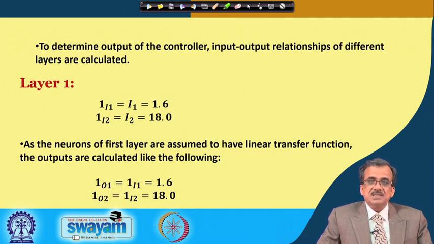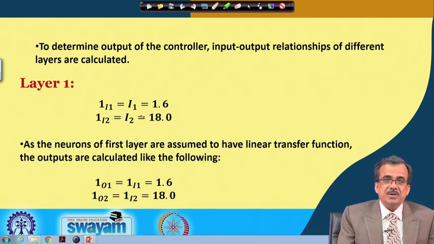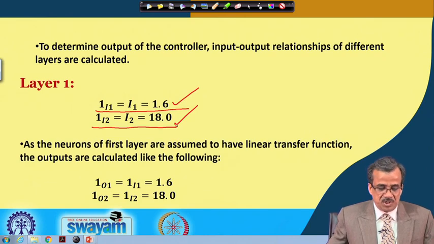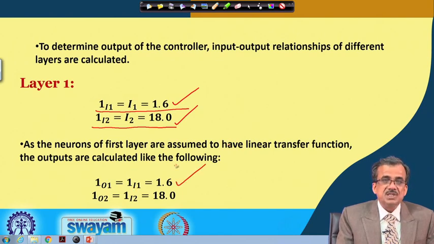Now, whatever I discussed a little bit, we have written it here. Let us try to see. You can see that on layer 1, we consider the linear transfer function. The inputs are I 1 was 1.6, I 2 was 18.0. So 1 I 1 is nothing but I 1, that is 1.6, and 1 I 2 is nothing but I 2, that is 18.0. As we consider the linear transfer function on the first layer, output is equal to input. So 1 O 1 is nothing but 1 I 1, that is 1.6, and 1 O 2 is equal to 1 I 2, that is 18.0.